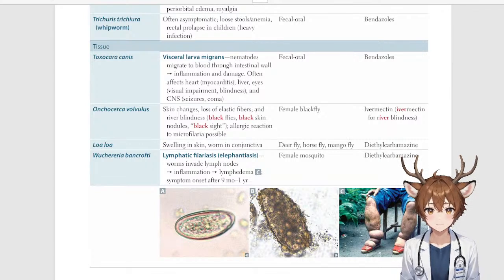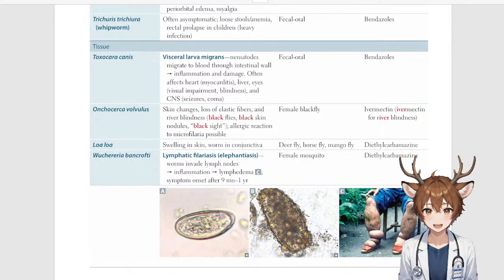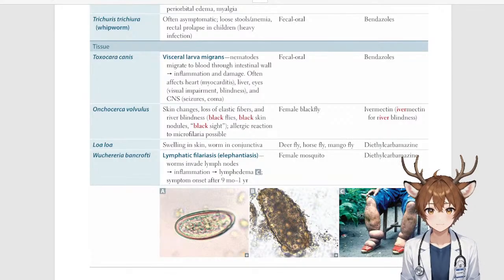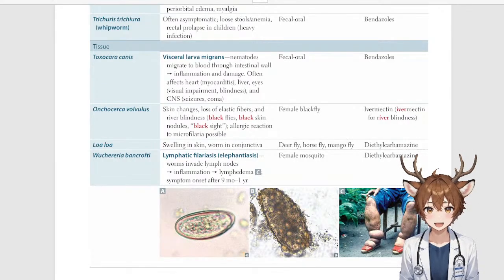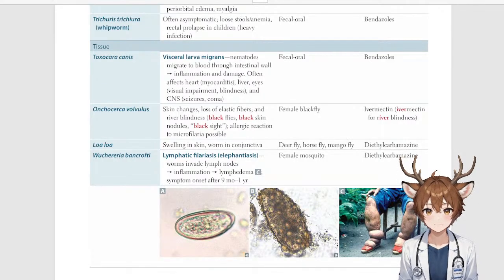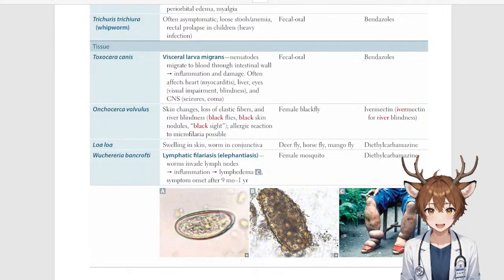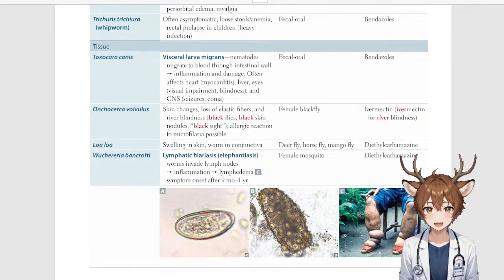Loa loa causes swelling in the skin, worm in the conjunctiva, nasty stuff. It's spread by deer fly, horse fly, and mango fly, for reference. But it could be from the other two as well. It's treated with diethylcarbamazine.